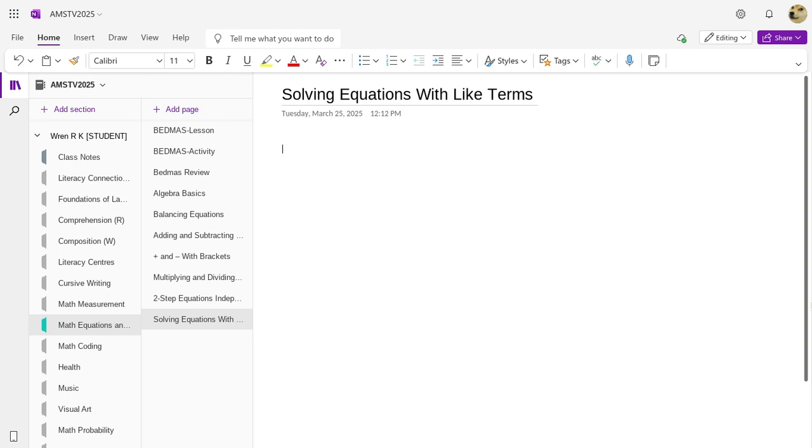Yes, 4x and 2x are like terms. So we can combine them in order to simplify that side of the equation, and then we can look to solve. So combining 4x and 2x, we get 6x. So 6x, and then bring down the rest of the equation. So minus 11 equals 13. So now we have 6x minus 11 equals 13. We simplified that left side of the equation.